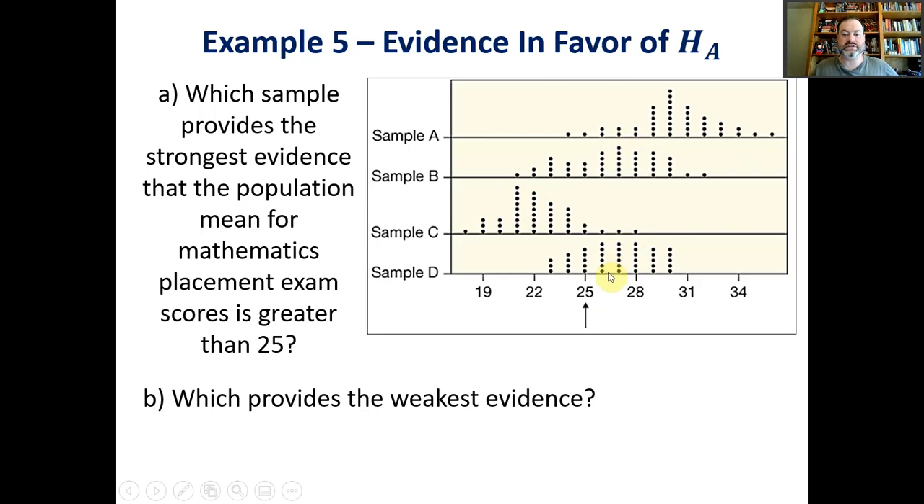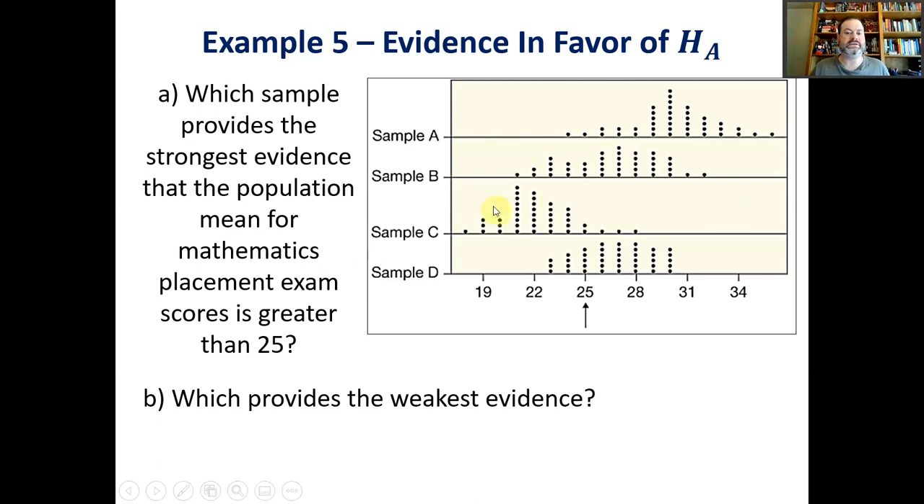So the mean of this is around 27. The mean here is like 20, so that's pretty low. We don't want that one. The mean here is like 26, and the mean here is like 30. So sample A would provide the strongest evidence overall that the population exam scores, placement scores, are greater than 25 because it's to the right.